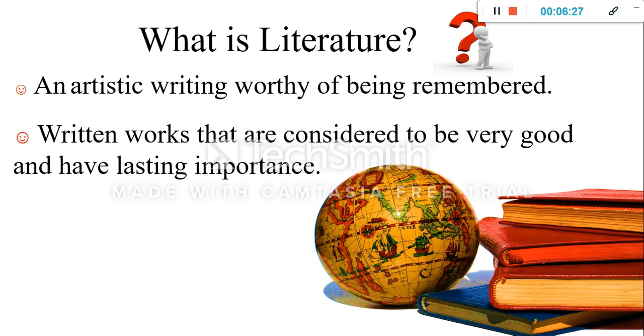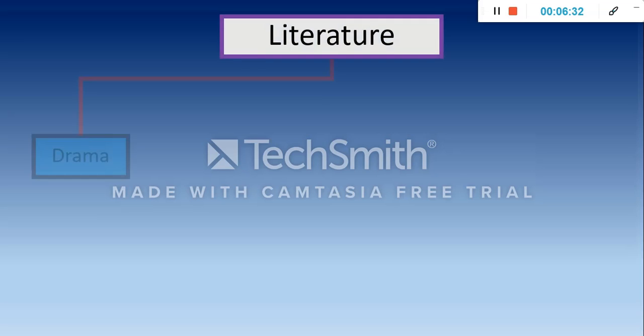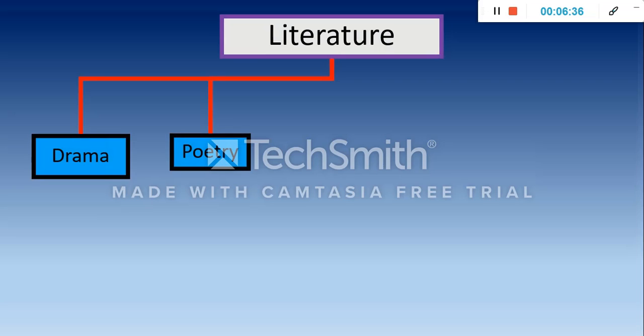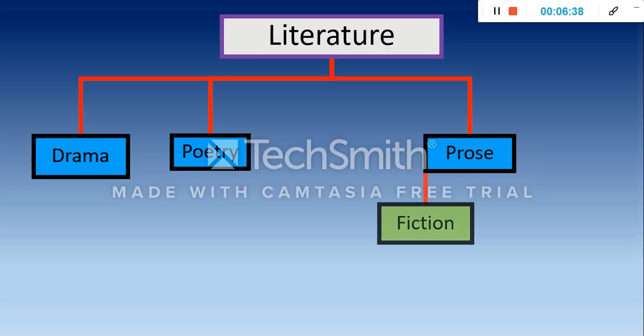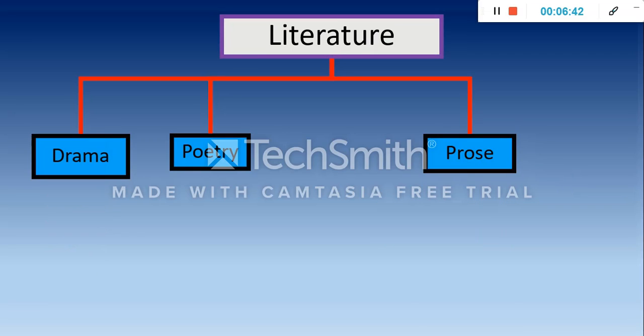Now, a brief introduction to types of literature, or genres, or the main types of literature. Firstly, we have drama, poetry, prose. These are the three main types of literature. Each one of them is divided into smaller categories, or we have subdivisions of these main categories.